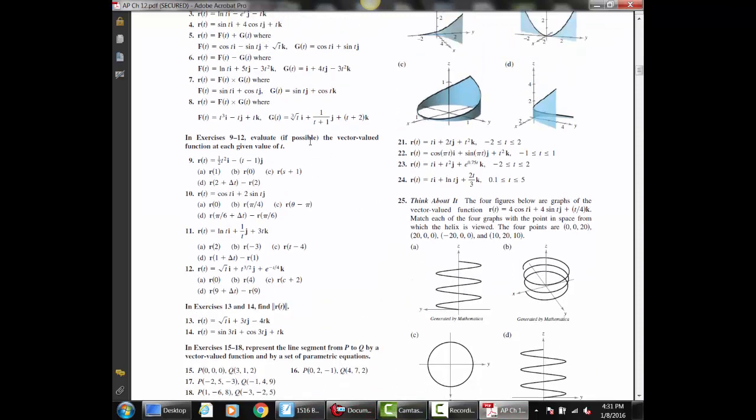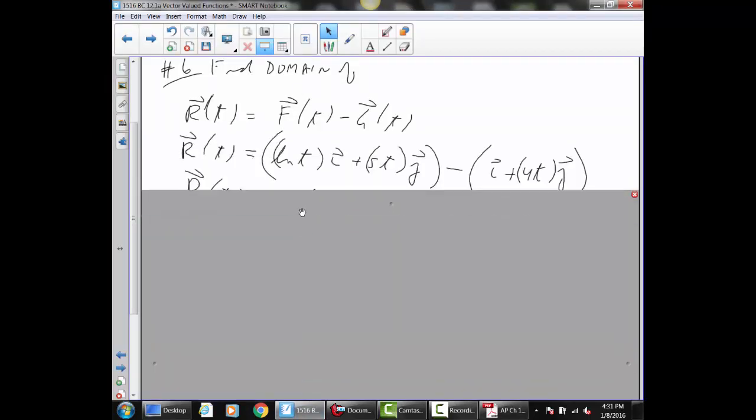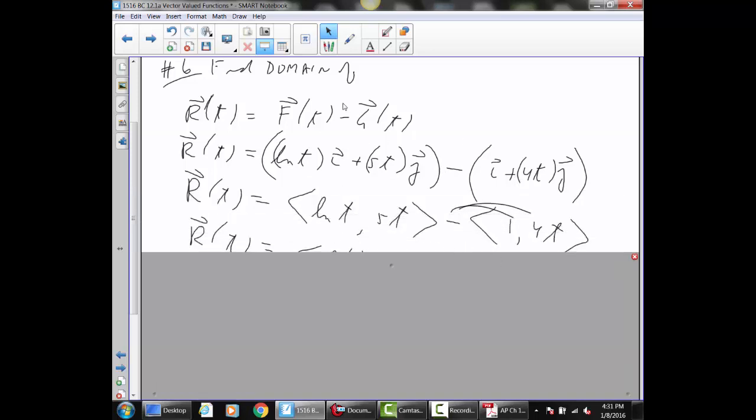So number 6, you have to actually find f of t minus g of t, because they gave you f of t and g of t, but they're asking for the domain of r of t. So in number 6, they told you f of t was ln t i plus 5t j, minus, and then they told you g of t was i plus 4t j. So I'm going to write it in component form. It's just easier because you don't have to deal with the i's and the j's.